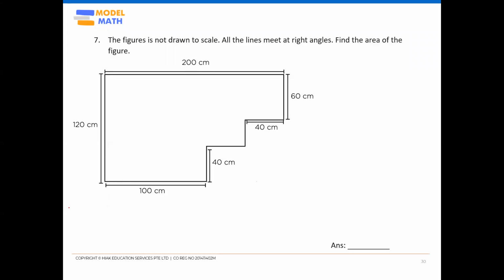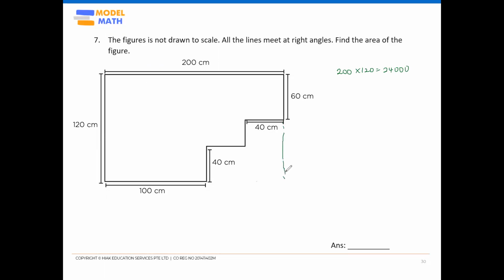Now, if we wish to find the area of this, be very careful. If we do 200 times 120, I'm sure you know that the area of a full rectangle is the length times the breadth. Some of you students might just do 200 times 120 and give me this as the answer, 24,000 cm². But 24,000 cm² is only the area of the whole entire figure, including this portion.